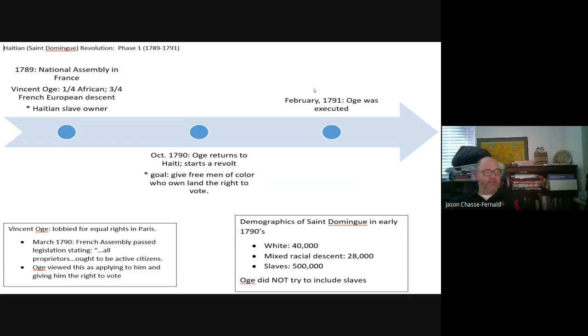And he has a goal, right? Give free men of color who own land equal rights. So it's a very specific thing that he's asking for and that he's fighting for. So February 1791, he'll eventually be executed.